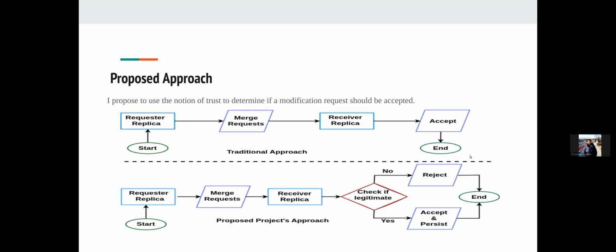The first portion shows the traditional approach in replicated data systems. The requester replica initiates a merge request and the receiver replica accepts the request without any verification. So that is the existing approach. Now here is what I proposed in my project. The requester replica will initiate a merge request, but instead of accepting the request without verification, the receiver replica will check if the request is legitimate or not. If the request is legitimate, then the receiver replica will accept the request and update its local copy according to the requester replica. But if the request is not legitimate, then the requested replica will reject the request. So that's my proposal in this project.